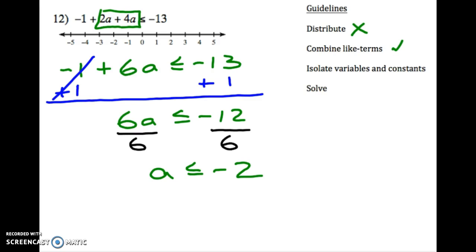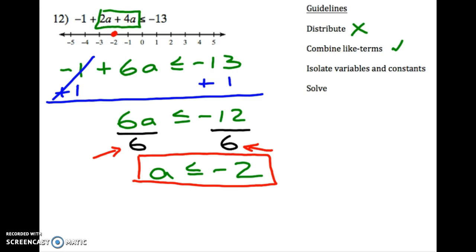Now, for those people out there saying, hey, wait a minute, we got a negative there, shouldn't we be switching the direction of the inequality? The answer is no, not in this case. Remember, it's only when we multiply or divide by a negative number. In this case, we were dividing by a positive 6, so the direction of the inequality remains the same. So, from an algebraic standpoint, our solution is a is less than or equal to negative 2. Since we got the equal to part, that means we have a closed circle on the negative 2 because it's included as part of the answer. Less than means we want the a smaller than that, so once again we're going to the left.